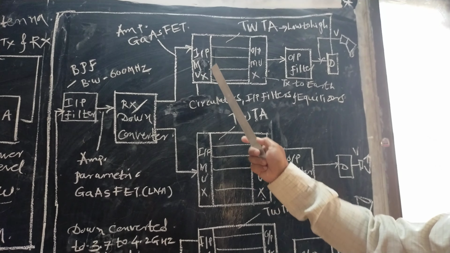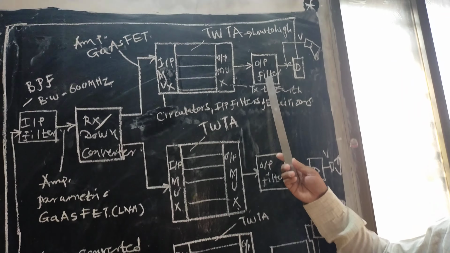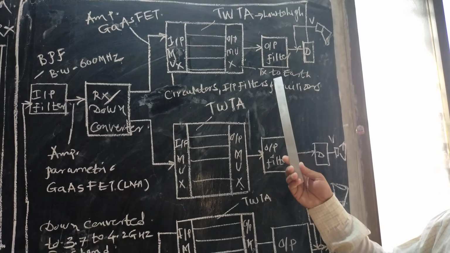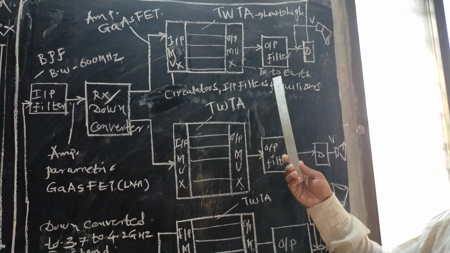Then the output of this input multiplexer is given to the traveling wave tube amplifier, which converts a low signal to a high signal, and the output of the TWTA is given to the output filter. Then that output is transmitted to the earth, and a similar operation holds for the rest of this diagram, and this is a typical arrangement for the transponder.